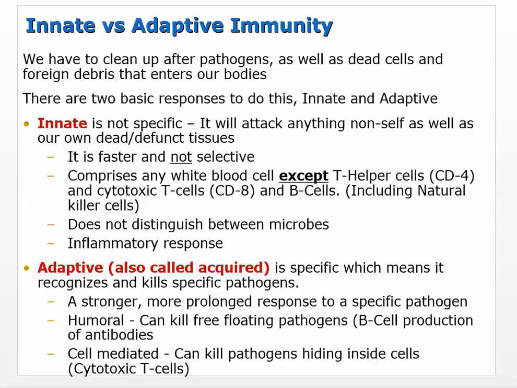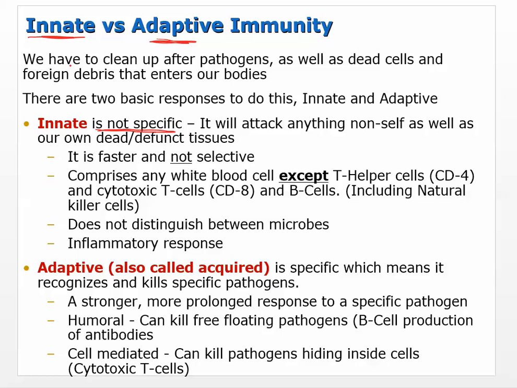Okay, so what we want to talk about is the innate immune system versus adaptive immune system. The innate immune system is non-specific. That's one good way to think about it. It's not specific. It doesn't care. All it says is, you know what? You're not from this body. You're non-self. And so it will attack anything that is non-self.